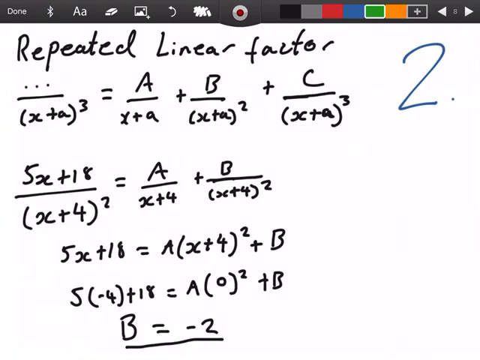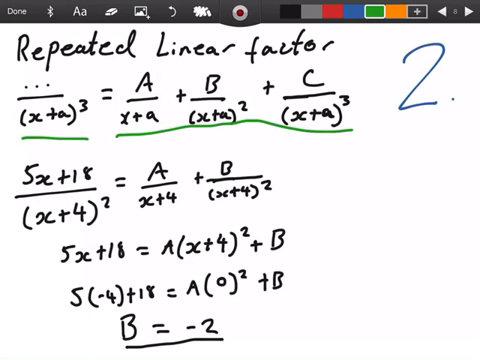Now, for repeated linear factors. So say we have something over (x + a) cubed. We do A over (x + a), plus B over (x + a) squared, plus C over (x + a) cubed. Now, it goes up to the degree of the original fraction. So if it was (x + a) to the power of 4, we would go from A to D, and also it would be (x + a) up to (x + a) to the power of 4.